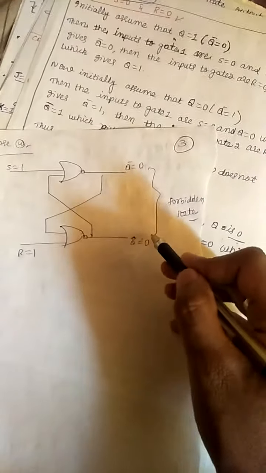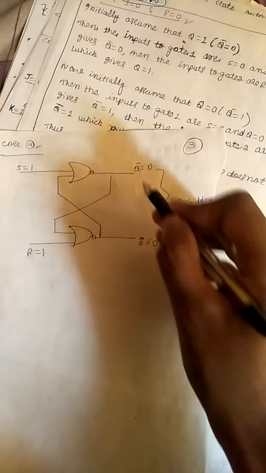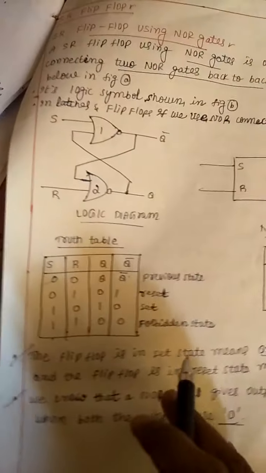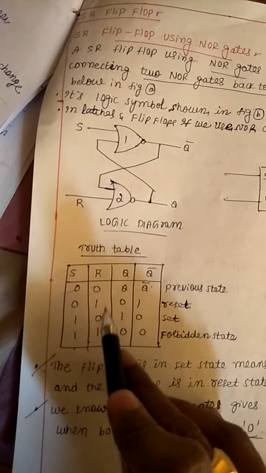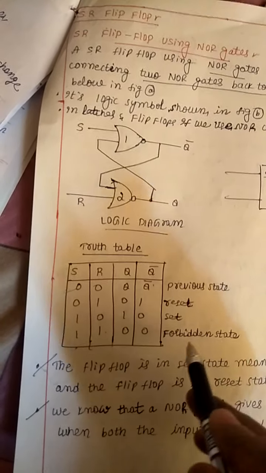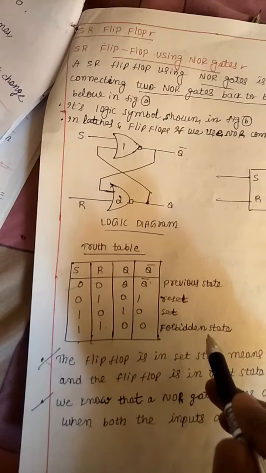But this is not possible because if Q is 0, Q bar should be 1, or if Q is 1, Q bar should be 0. This state we call a forbidden state. So that's what I have written here. S is equal to 1, R is equal to 1, Q and Q bar are 0, 0. That state we call a forbidden state.